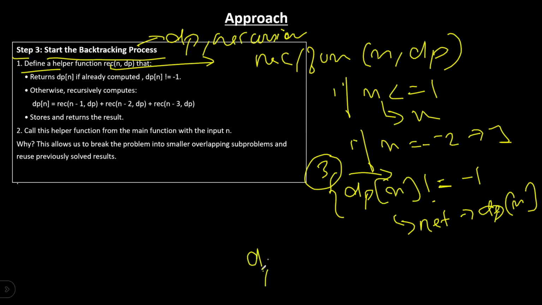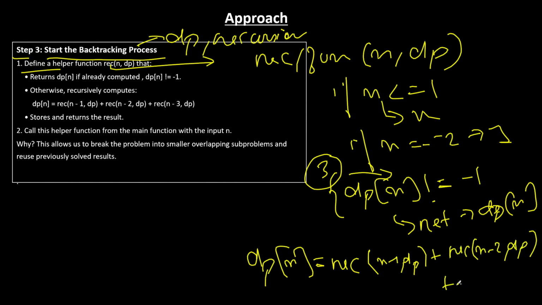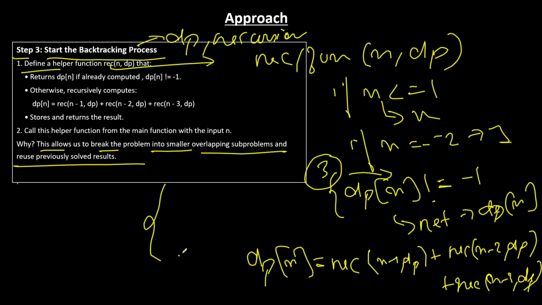Otherwise, we will write DP of n and call the function here, rec or fun, whatever: rec of n minus 1 DP plus rec of n minus 2 DP plus rec of n minus 3 DP. This way we will calculate the function, and this allows us to break the problem into smaller overlapping subproblems and reuse previously solved results. This is the complete backtracking code which we will be writing. So I hope you understood this.